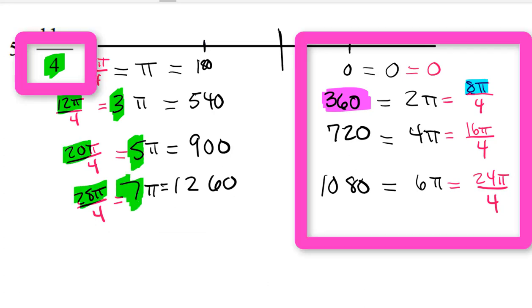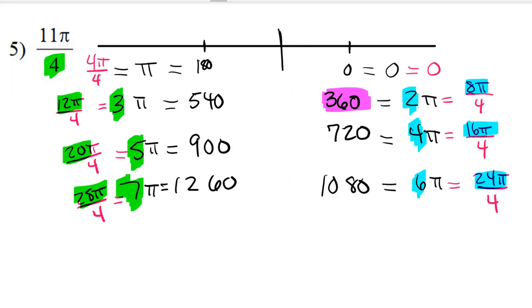Same thing on the other side, right? If you had 4 times 2, that would be 8. 4 times 4 gives us 16, and 4 times 6 gives us 24. So that's going to be the first thing: getting our multiples of pi, or 2 pi, in terms of our denominator. That first magic number.